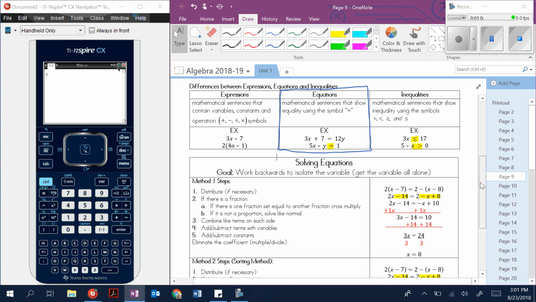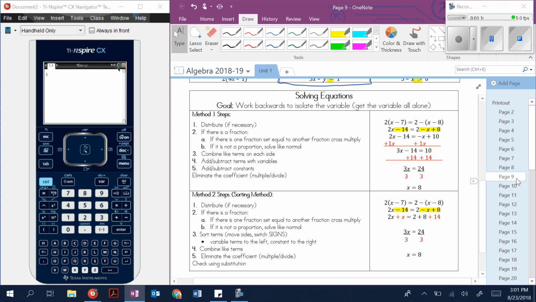All right, so if we scroll down here, solving equations, there's two different methods. Method 1 is basically just getting the x alone, and using inverse operations, like here. First thing that we do, we distributed. So we distributed the 2 and the -1. And then the next step, what we did was just combine any like terms on one side. So the 2 and the 8 became the 10.